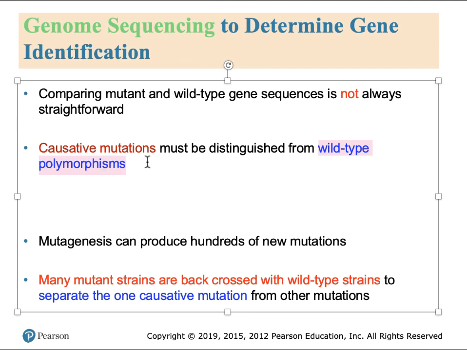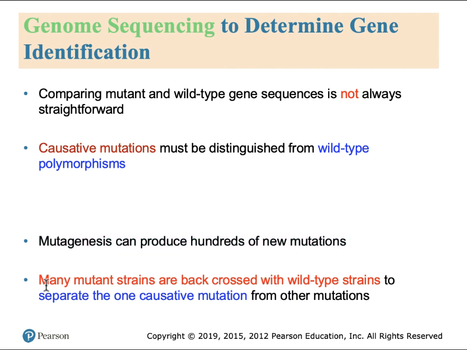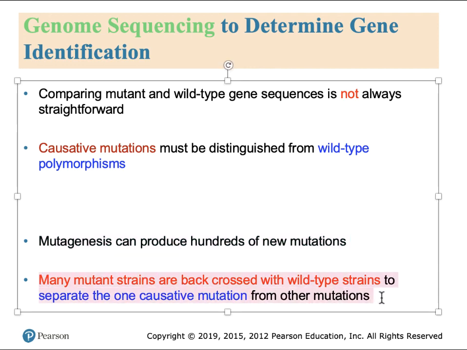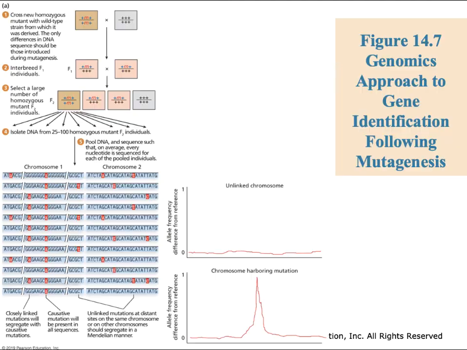That's not always straightforward. And also, the process of mutagenesis can produce hundreds of new mutations, especially sometimes inside the same gene. The trick in this case is to take the mutant strain, the mutant cell, and backcross it with the wild-type strain, or the wild-type cells. And that can separate the one causative mutation from other mutations. This principle is nicely illustrated by figure 14.7.